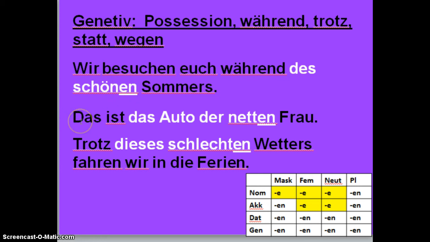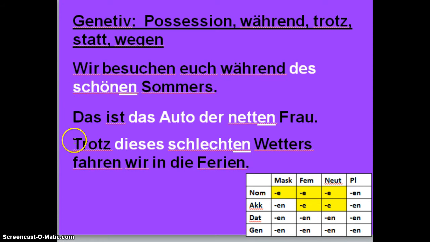In this example, I'm showing possession. Das ist das Auto der Frau, the car of the woman. But I want to say the nice woman. So I'm going to put an en on my adjective because everything in genitive is en on the adjective.